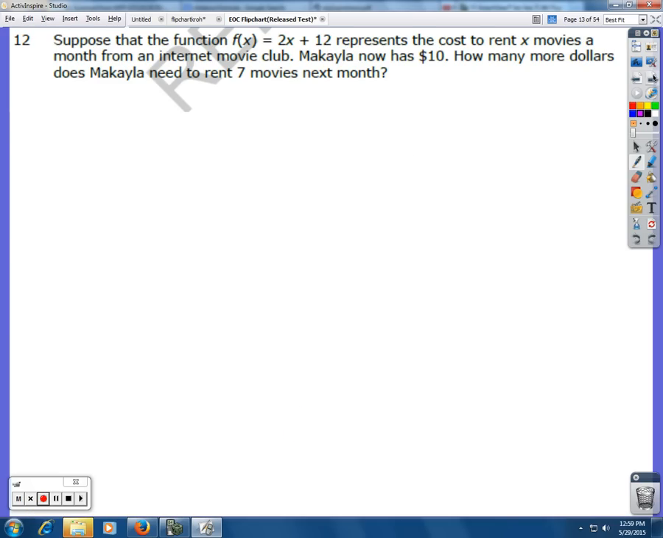Number 12. Suppose that the function f of x equals 2x plus 12 represents the cost to rent x movies a month from an internet movie club. Michaela currently has $10. How many more dollars does Michaela need to rent 7 movies next month? Okay, so here's our equation. And it says that this function represents the cost. That means that this is the cost right here.